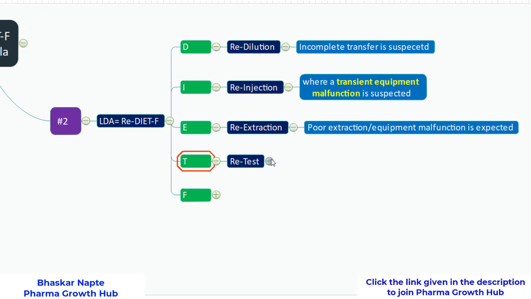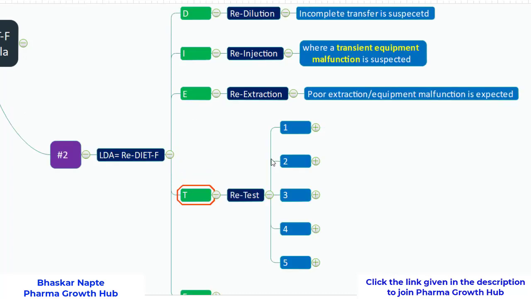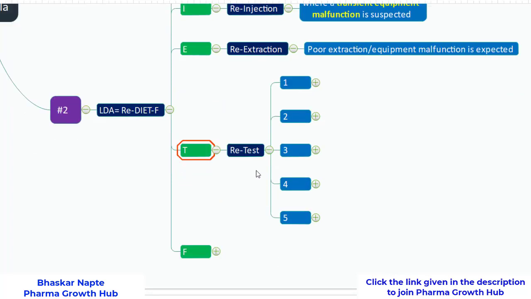I would like to make a very important point for sure: the retesting is generally not allowed as a part of phase 1B investigation. You cannot just prepare the sample one more time and understand whether the result is meeting the spec or not. But what are the circumstances under which you will be allowed the retesting? Circumstance number one, if your solution itself is unstable and it has crossed the validity period, so it cannot be used for the analysis.